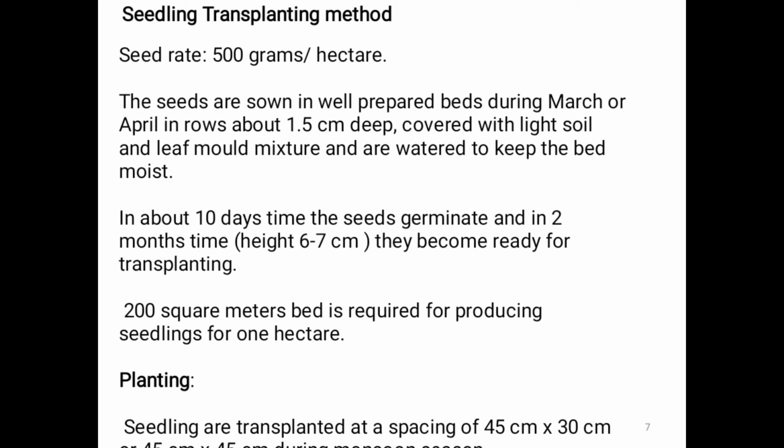In 10 days, the seeds germinate, and in 2 months they are ready for transplanting. A 200 square meter bed is required for producing seedlings for 1 hectare area. Planting: seedlings are transplanted at a spacing of 45 by 30 centimeters.